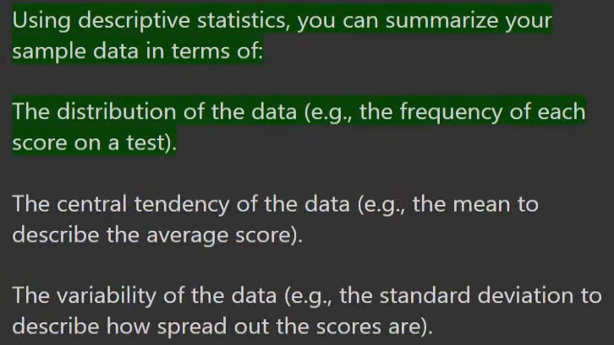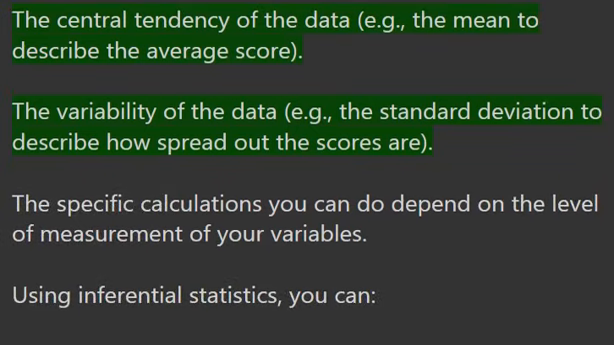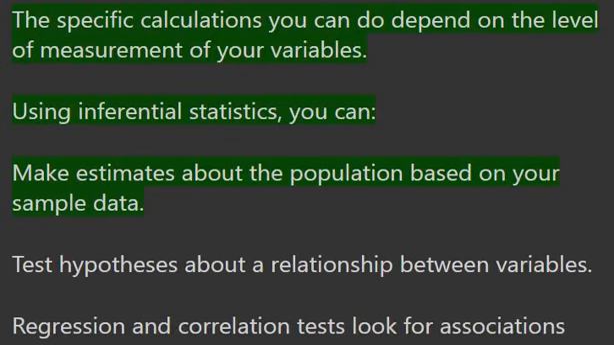Using descriptive statistics, you can summarize your sample data in terms of the distribution of the data, e.g., the frequency of each score on a test, the central tendency of the data, e.g., the mean to describe the average score, and the variability of the data, e.g., the standard deviation to describe how spread out the scores are. The specific calculations you can do depend on the level of measurement of your variables.